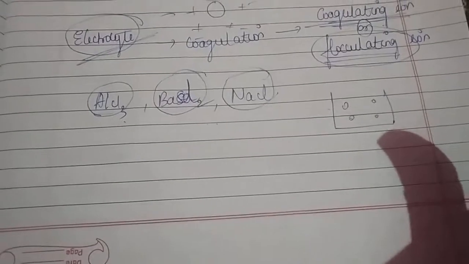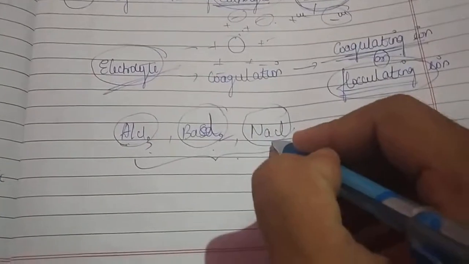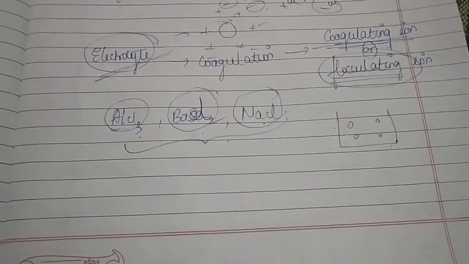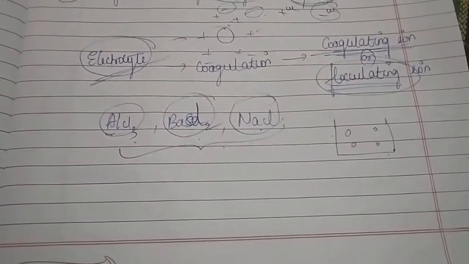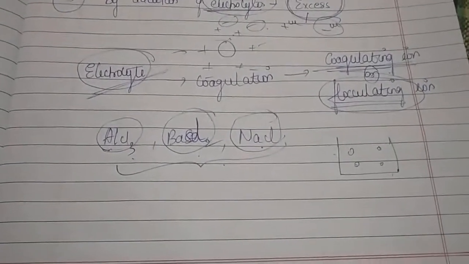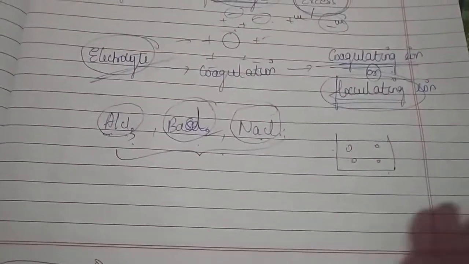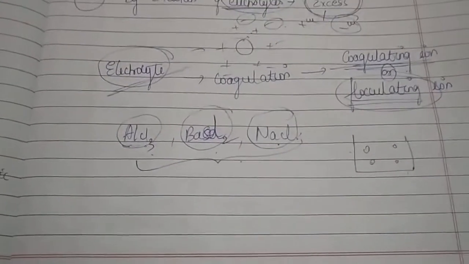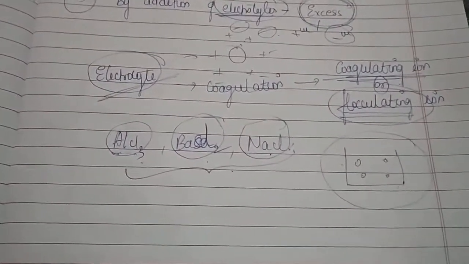I'm repeating my question. You have three electrolytes: aluminium trichloride, barium chloride, sodium chloride. All three are electrolytes, and you have been given a colloidal system. Your task is to coagulate it, and one more criterion is that you have to coagulate your colloidal system at a faster rate. Among these three electrolytes, which will have the higher tendency to coagulate your colloidal system at a faster rate?